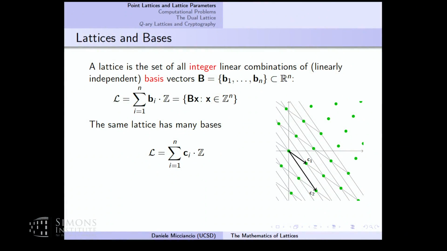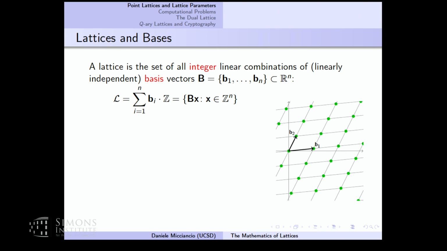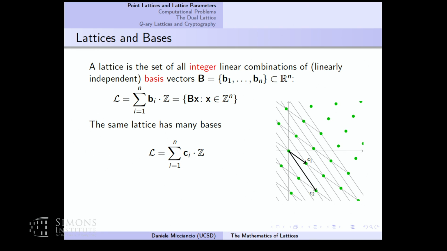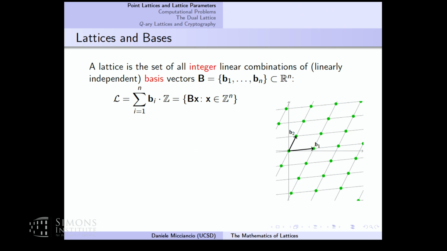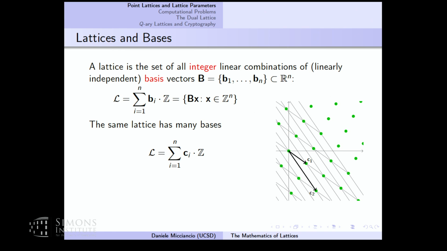So notice the same lattice can have multiple bases. So you see here we have a green set of points. Now I'm not changing the green points. The points are staying the same. I'm just changing the grid that somehow generates those points as intersections. So we have two different bases. The basis B1 here that generates all the green points, and here we have a different basis, C, that generates exactly the same set of combinations.